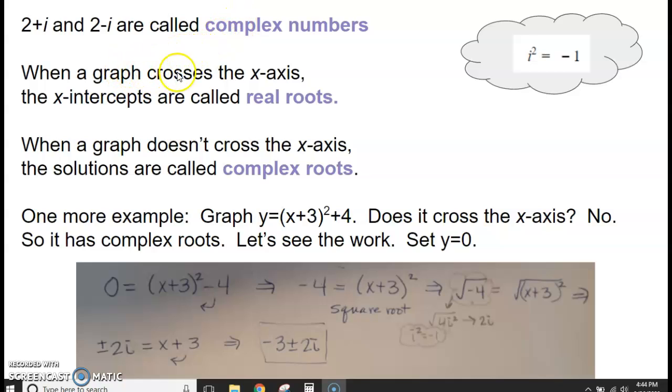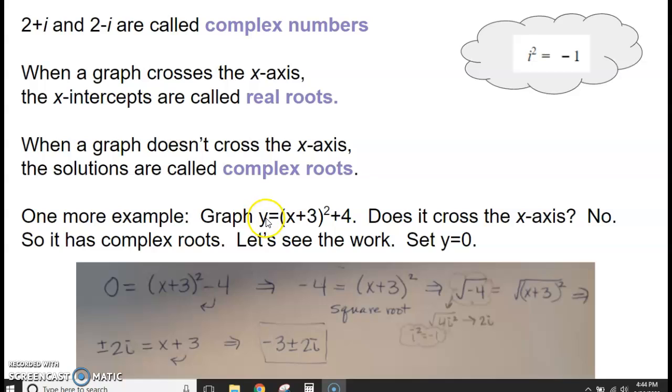So when a graph crosses the x-axis and it actually touches the x-axis, those x-intercepts are called real roots because they actually touch the real axis and you can get real numbers out of them. When a graph doesn't cross the x-axis, like in our prior example, we call those solutions complex roots. So two new words for you today, real roots and complex roots. Here's our last example for today.